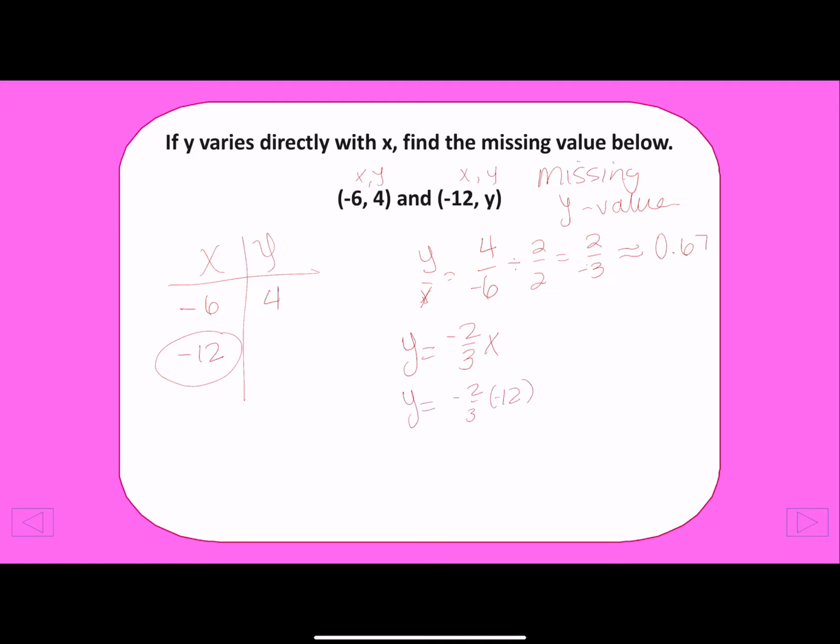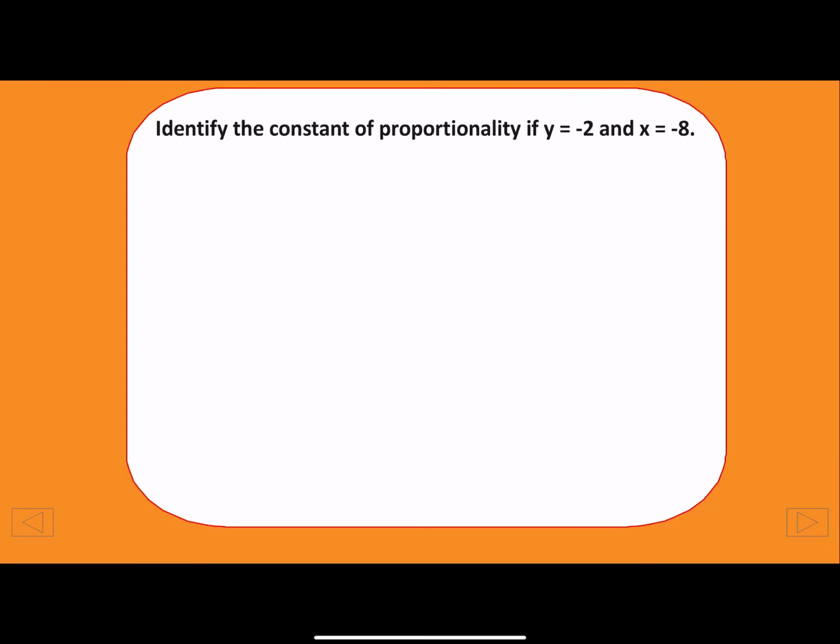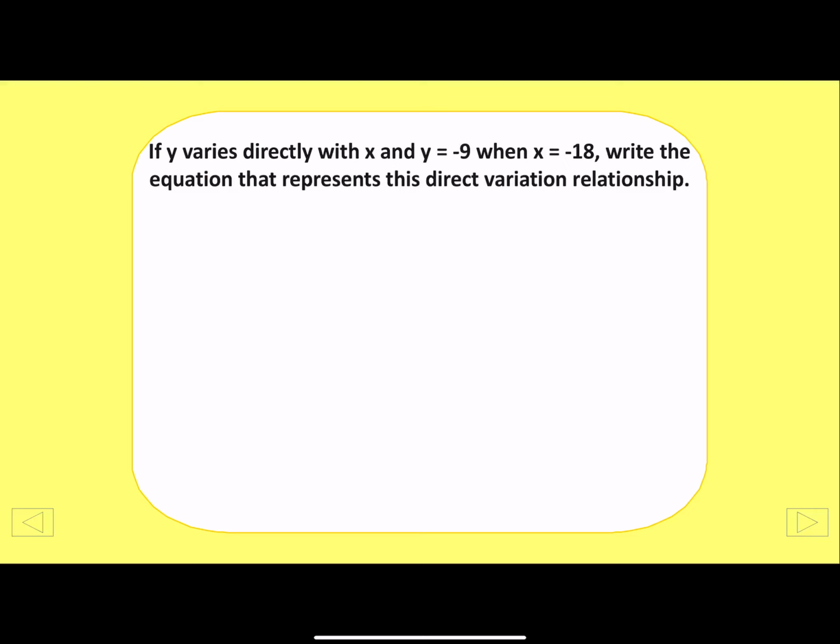I know that the x value is -12, so I'm going to say y equals -2/3 times -12, okay? So I can do it by hand, or you can use your calculator, it's up to you. y equals, -12 times -2 gives you +24 divided by 3. Your y value is 8, okay? So your value would be 8 for y when x is -12. You can also put this in the calculator.